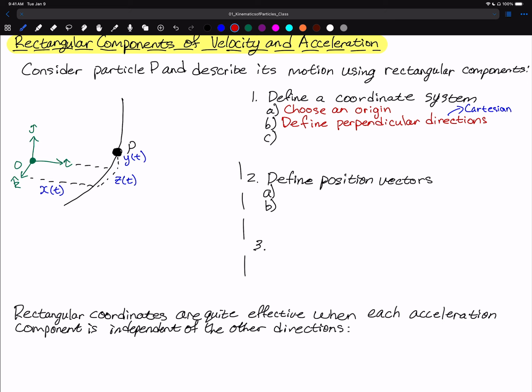And then something I didn't do is to determine the direction of positive rotation. This will be based on your right-hand rule. So in this case, we're going to have positive rotation counterclockwise about our k direction, or any of the other directions as well. Counterclockwise, positive.